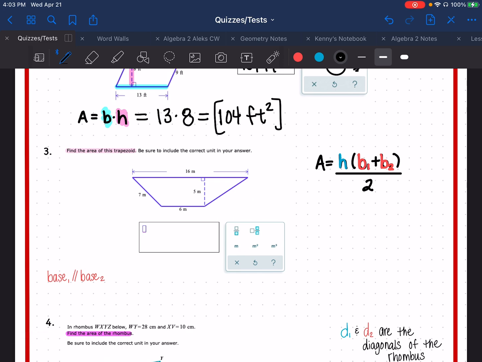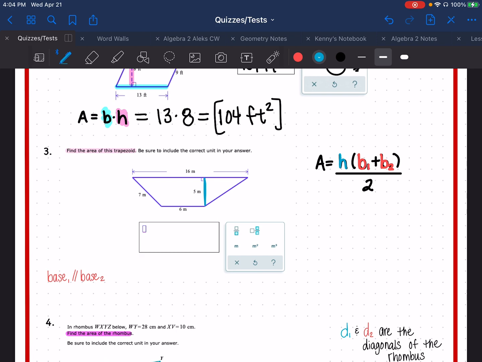Find the area of the trapezoid. Here is my formula for the area of a trapezoid. Be sure to include the correct units in your answer. Remember, the height and the base need to be perpendicular. So the height is going to normally be a dashed line, and it has to have the 90 degrees. So that's going to be this one right here.